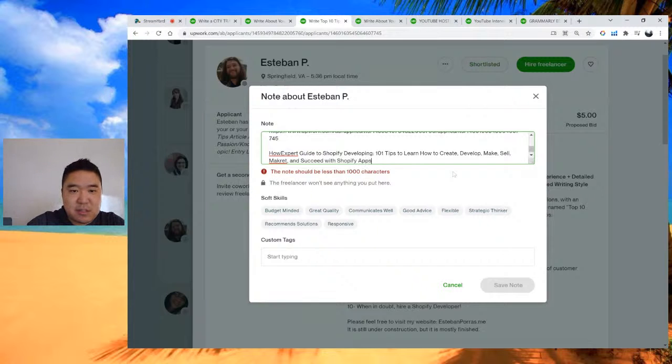Shopify apps. Learn how to create, develop, make, sell, market, and succeed with Shopify apps. It's kind of long, but we'll start off like this for right now. Do we need images? Shopify, Shopify. Let's do without it right now. Or can we? I don't know.